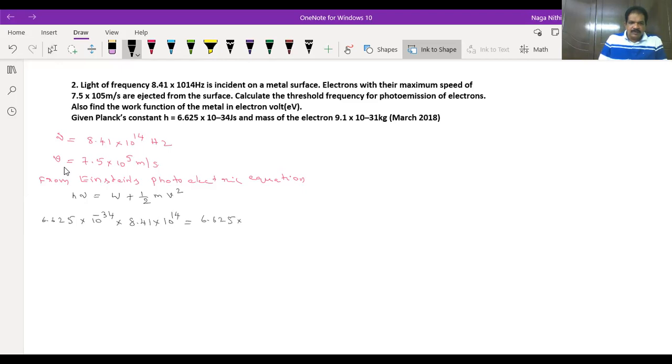6.625 into 10 power minus 34 plus half into 9.1 into 10 power minus 31, velocity 7.5 into 10 power 5 meter per second. If we calculate this, finally, what do we have to calculate here? H value, this is here nu naught. This nu naught value we have to calculate here.